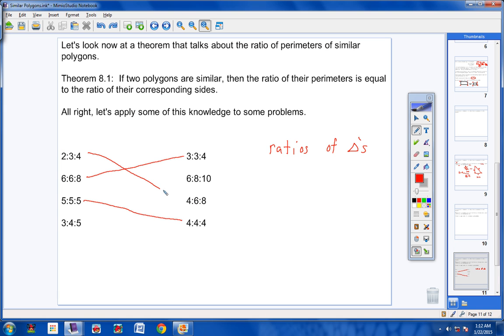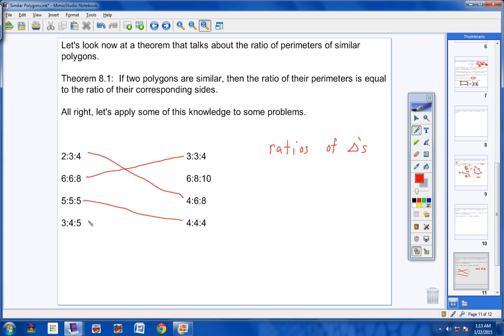I'm going to go ahead and draw a line. Okay, we went from 2 to 4. So we took the 2, we multiplied it by what? By 2. So 2 times 2 is 4. Now take the 3 and multiply it by 2. We get 6. Take the 4 and multiply it by 2. We get 8. So we multiplied each number by the same number. So yes, those two triangles are proportional.